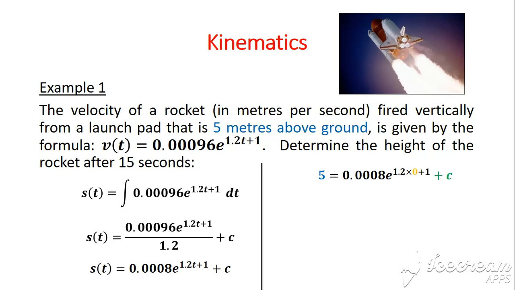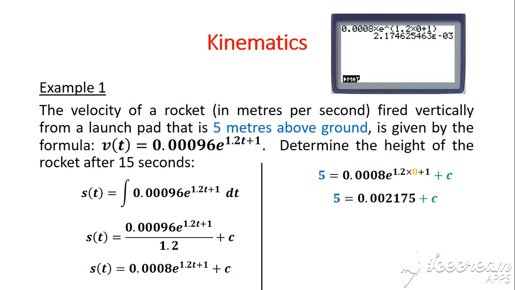Right, we were told that the rocket was launched 5 meters above ground, so we're going to put that in for our distance at time of 0. So we're going to grab our calculator and work out what 0.0008 times e to the power of 1.2 times 0 plus 1 is, and that gives us 0.002175. So we have 5 is equal to 0.002175 plus c. When I subtract the 0.002175 from 5, we get a c value of 4.998.